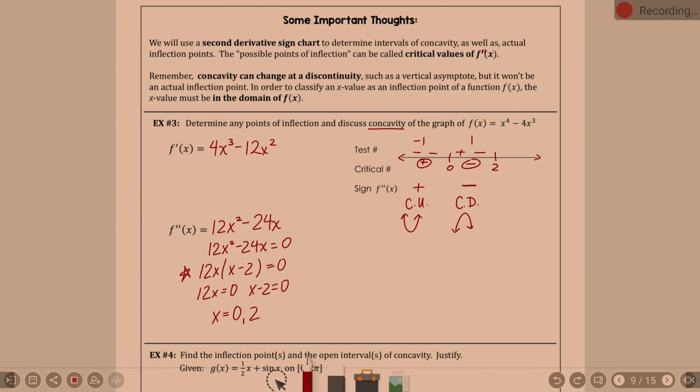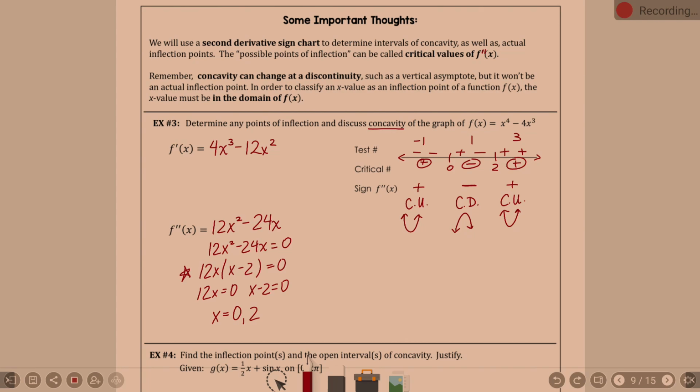And a number to the right of 2? 3. 12 times 3? 3 minus 2. Positive times positive? Positive. This is a positive second derivative, so concave up. It's like 2 smiley faces and a frown face.